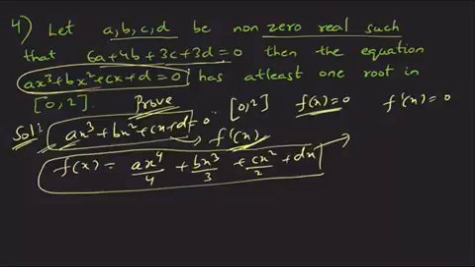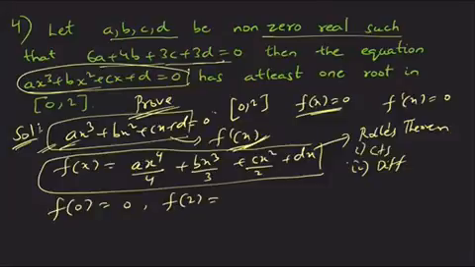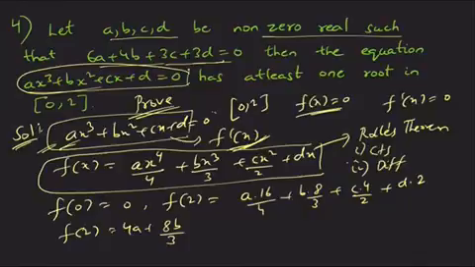Now let us try to apply Rolle's theorem on this. This function is continuous and differentiable. Now let us check the value of this function at 0. It is 0. Let us check the value of this function at 2. It is a into 2 power 4, 16 by 4, plus b into 8 by 3, plus c into 4 by 2, plus d into 2. So f of 2 is nothing but 4a plus 8b by 3 plus 2c plus 2d.